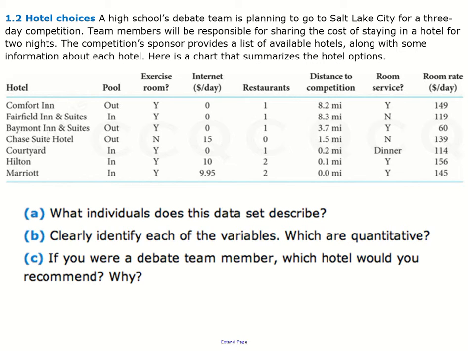So what I'd like you to do now is pause the video and try to identify these 3 questions down below. What individuals does this data set describe? So what are the individuals in the situation? Then clearly identify each of the variables. Is it quantitative? Is it categorical? And then I want to know if you were a debate team member, which hotel would you recommend and why? Now, for the last one, there's not really a correct answer, but there might be some better hotels to stay at, and I would like to see what you think. So pause the video now and answer questions A, B, C in your notes packet.